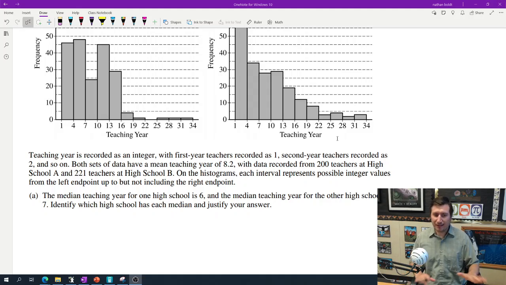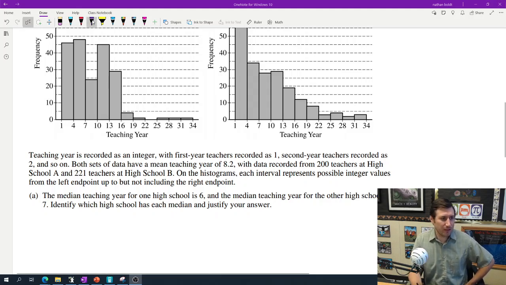Because they're both slightly skewed to the right. The high school B is definitely heavily skewed to the right. But that would leave you dead in the water. The median is not affected much by skew. It's the mean that is pulled by skew. And so the median is a resistant measure of center, if you remember. So you definitely don't want to talk about skew.